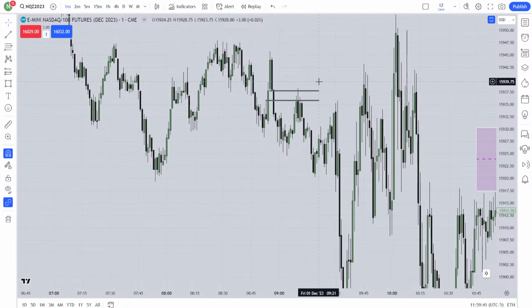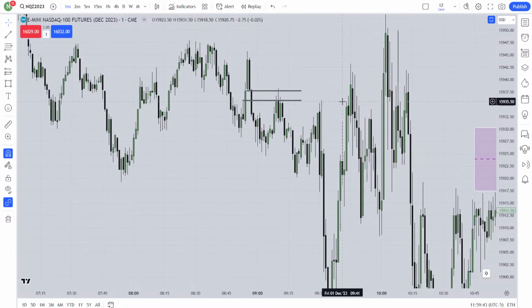Inversion fair value gap. Okay guys, and now I'm repeating this again. This is my observation, guys. I have tweeted this as well. This is my observation. I saw this thing work most of the time.